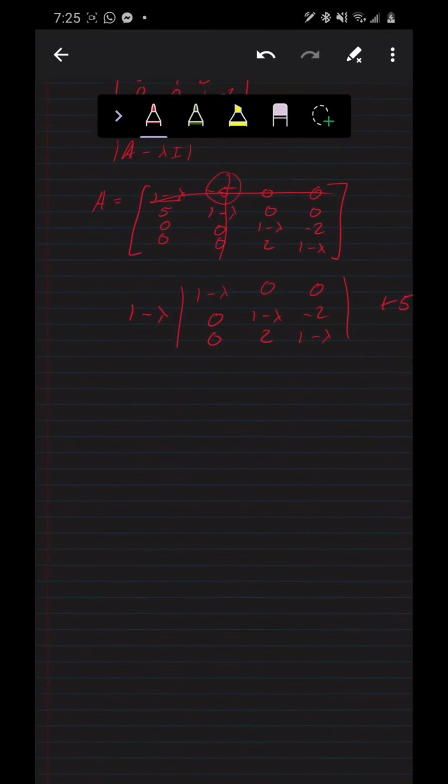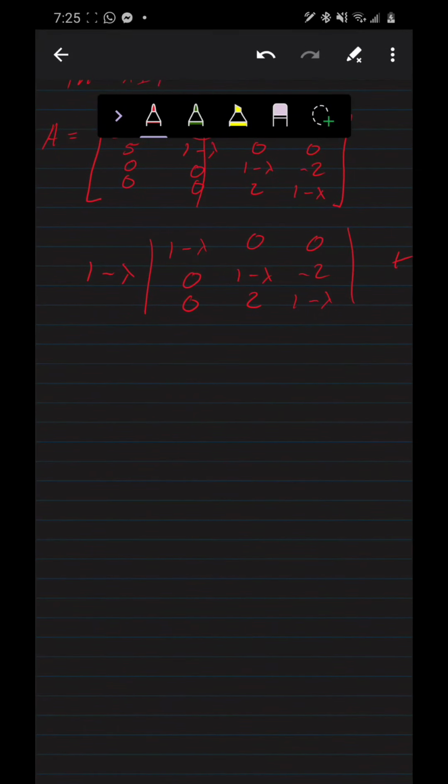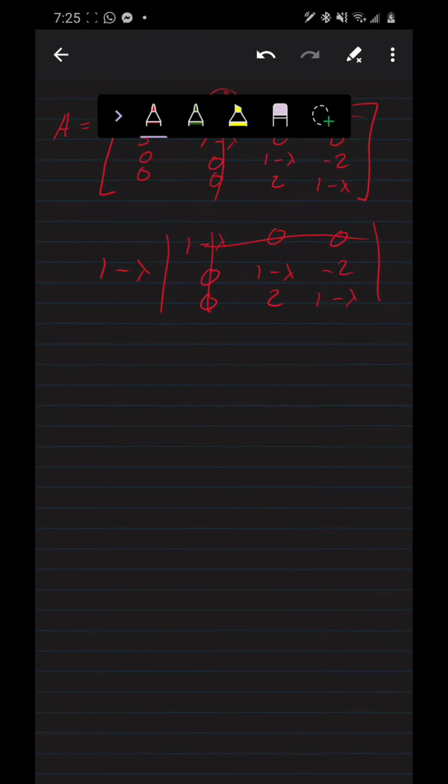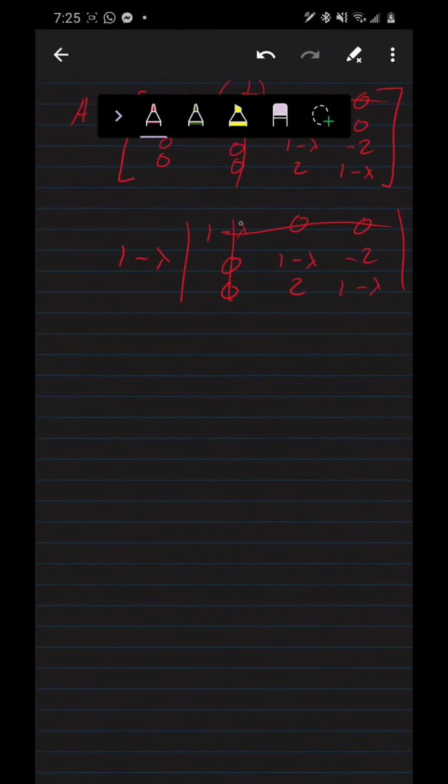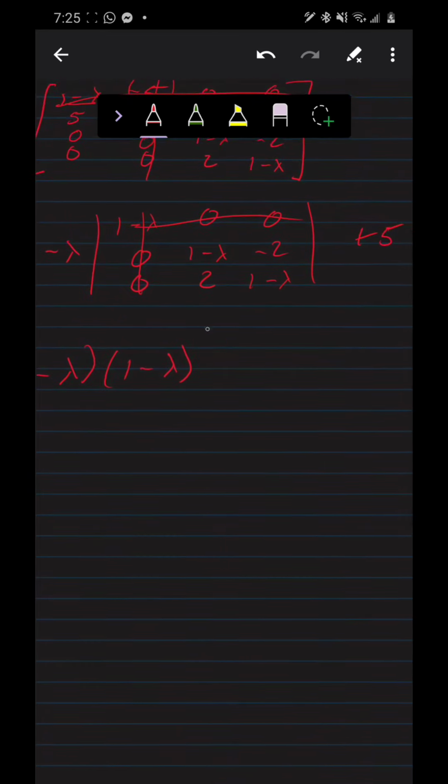Okay, now to simplify this, we can do the same thing and try to make another matrix. So we can cancel this, and by canceling that, we're going to be moving this one over here. So it's going to be this times this. And then we're going to have our new matrix, which is going to be 1 minus the eigenvalue, -2, and 2, 1 minus the eigenvalue.